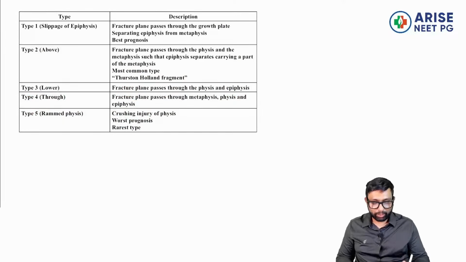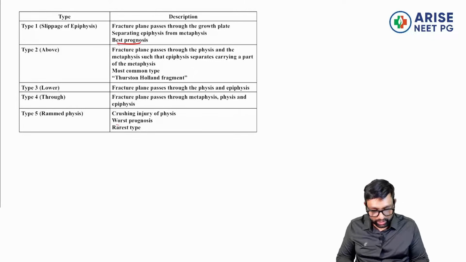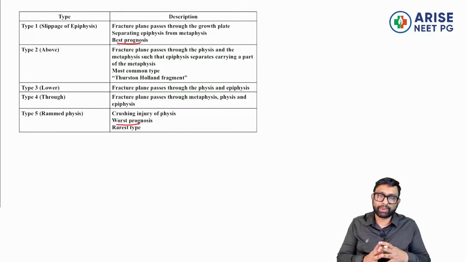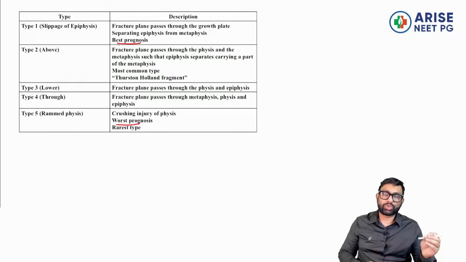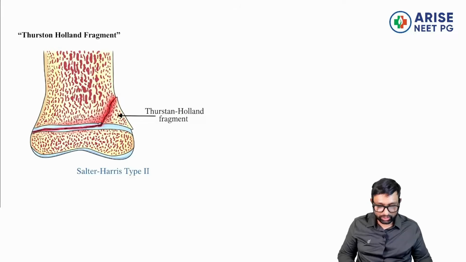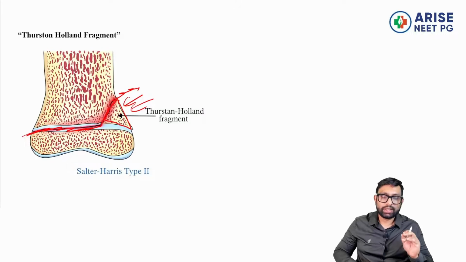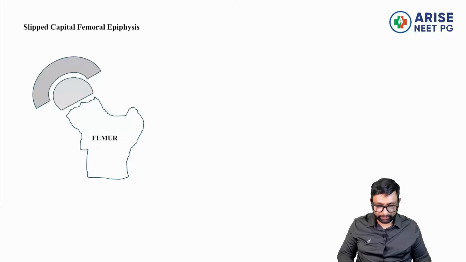The best prognosis is in type 1 because the germinal layer is not damaged. The worst prognosis is in type 5 because the germinal layer is damaged. So patients will have a growth plate injury, and growth arrest also can be a complication in these patients. Okay, so this is a Thurston-Holland fragment that is seen in type 2 where the fracture passes like this and goes above and exits from the metaphysis. So this fragment that you're noticing is called a Thurston-Holland fragment.